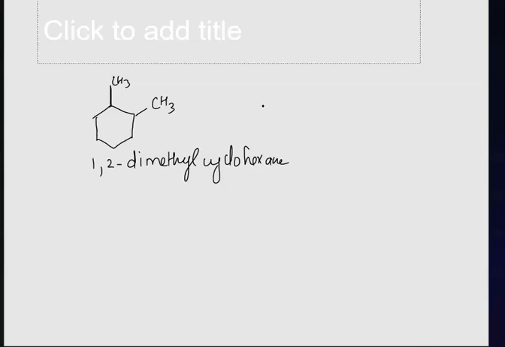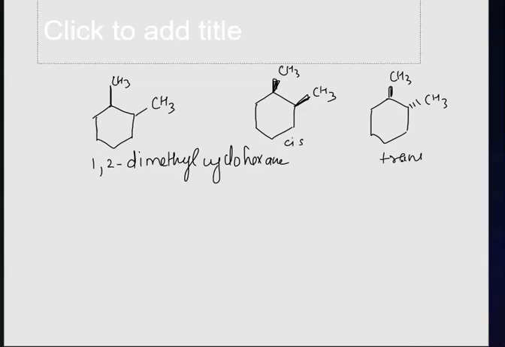Now this can be drawn as cis or trans. So the way we can draw the cis is by keeping both the groups up or both the groups down. Okay, so I have the CH3 here and a CH3 here, or I can do the trans, okay, where I can have one of them pointing up and the other pointing down. This is my cis conformer and this is my trans conformer.